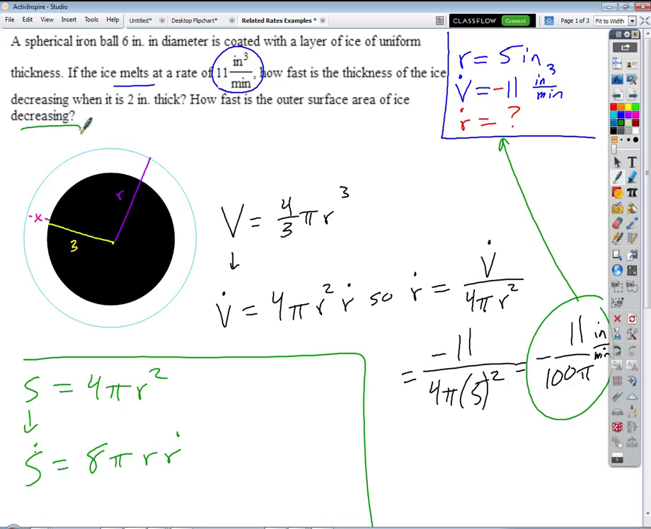Same thing as the earlier question. The earlier question would also be negative, but we make it positive in our answer because they asked how fast it is decreasing. You would get a negative answer, but then you enter a positive number. Okay.